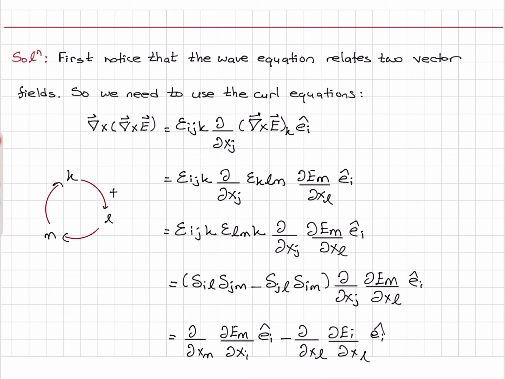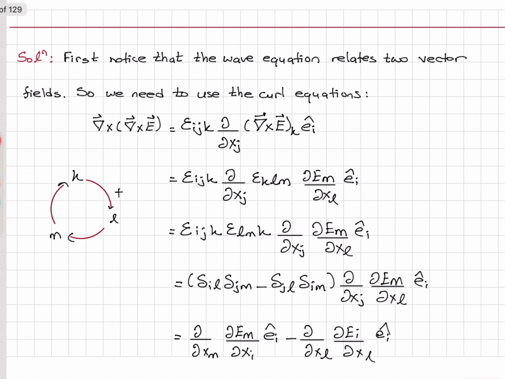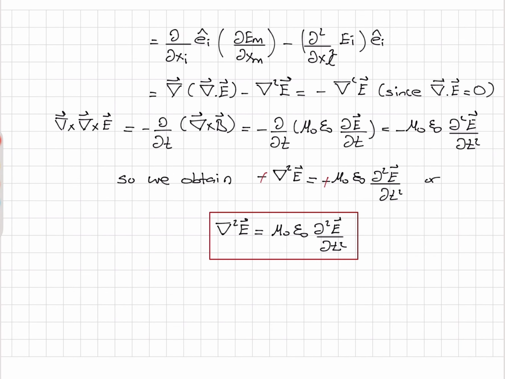And this is, because I can change the order of the derivatives here, gradient of the divergence of the electric field. And divergence of electric field is zero. That's one of the Maxwell equations. So that means this term is zero. So minus Laplacian electric field is minus mu 0 epsilon 0 del square E del t square, minus signs cancel, and I've obtained the final equation, wave equation in vacuum.